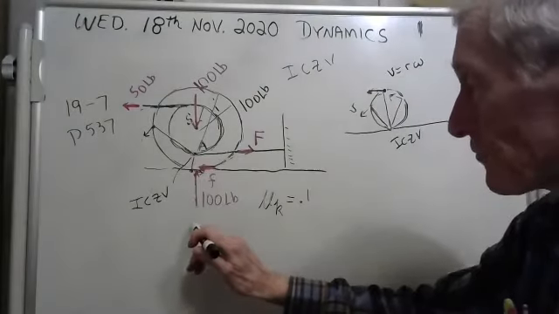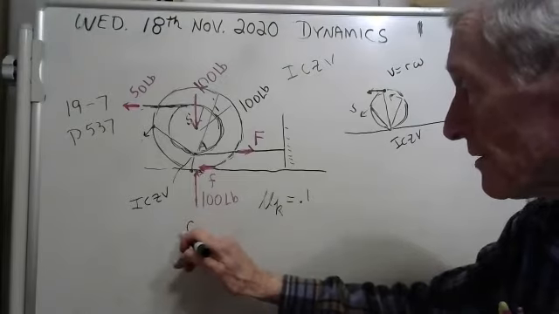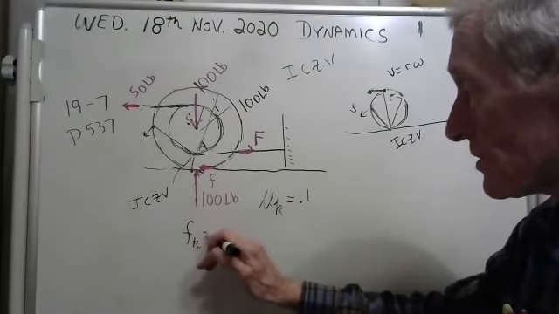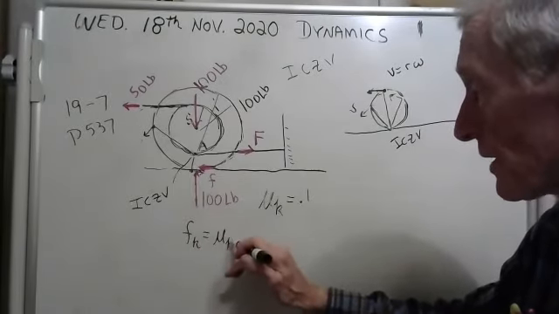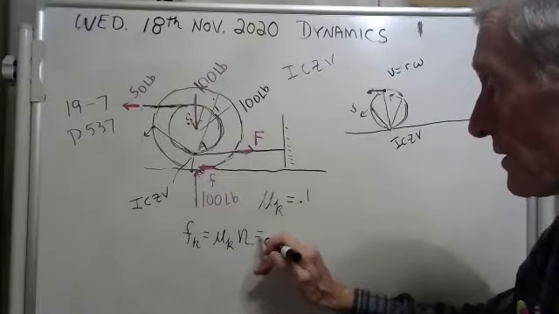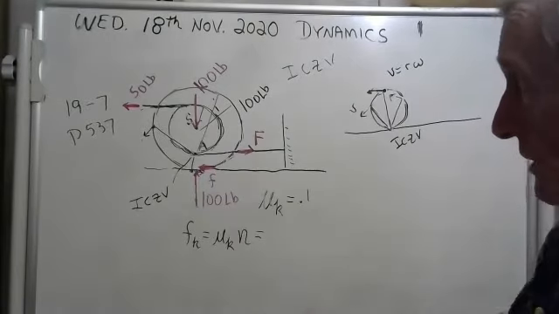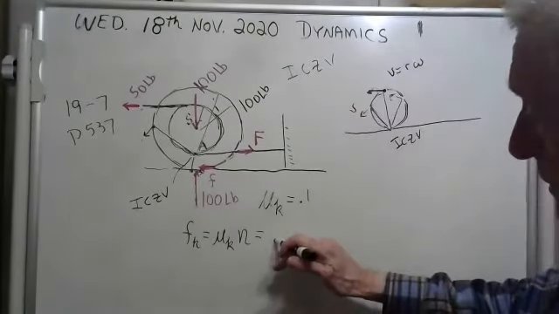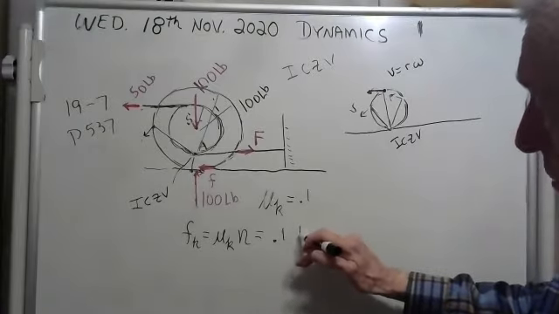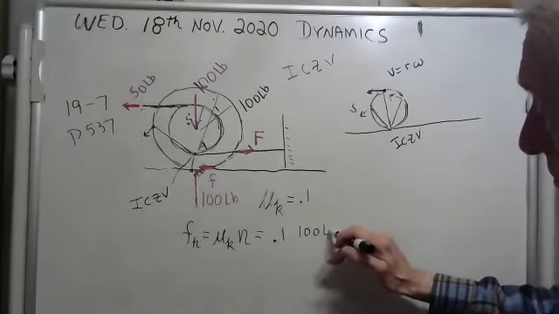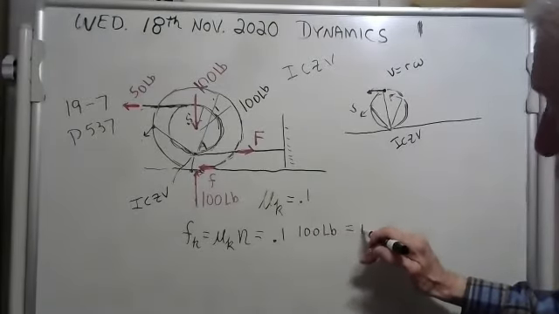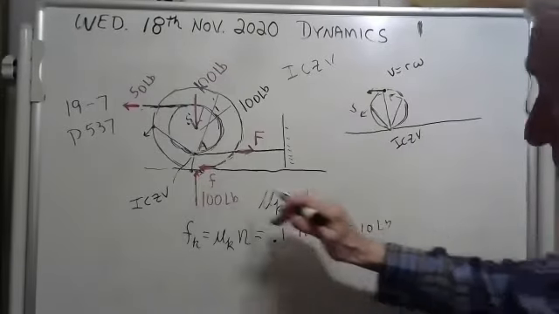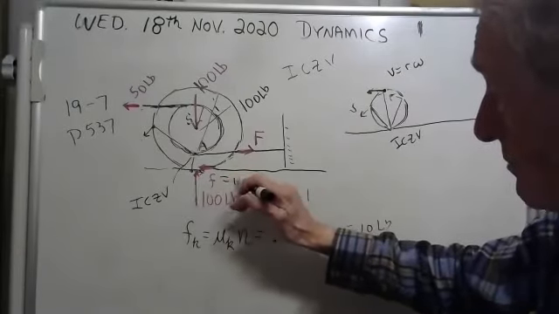You've got kinetic friction. The force of kinetic friction is equal to mu sub k times the normal. In this case, if you read the problem, they said mu is 0.1. The normal is 100 pounds. So we know what the friction is. It's 10 pounds going to the left.